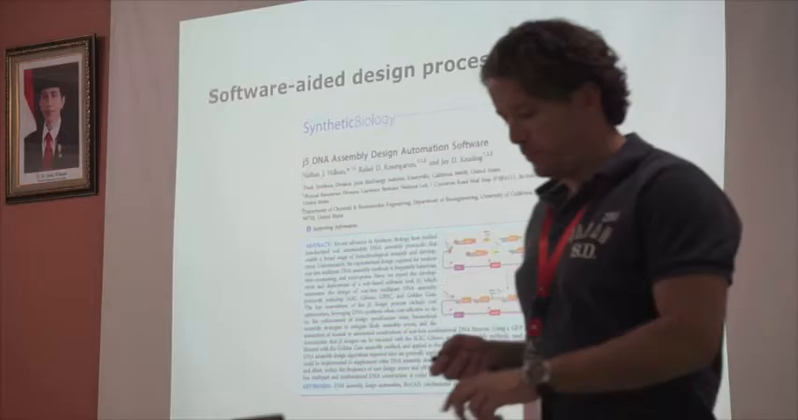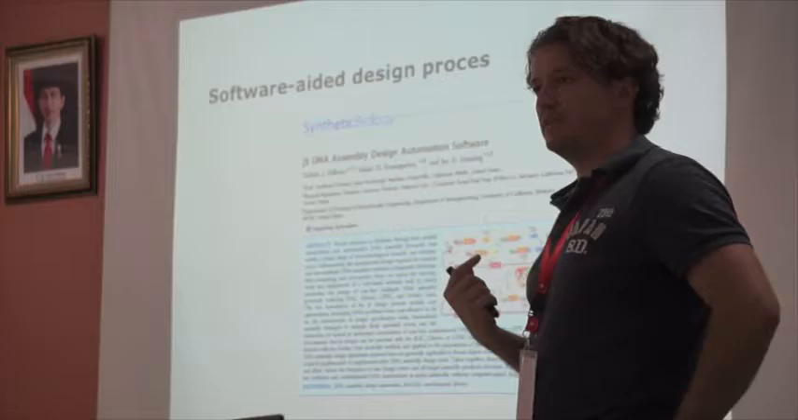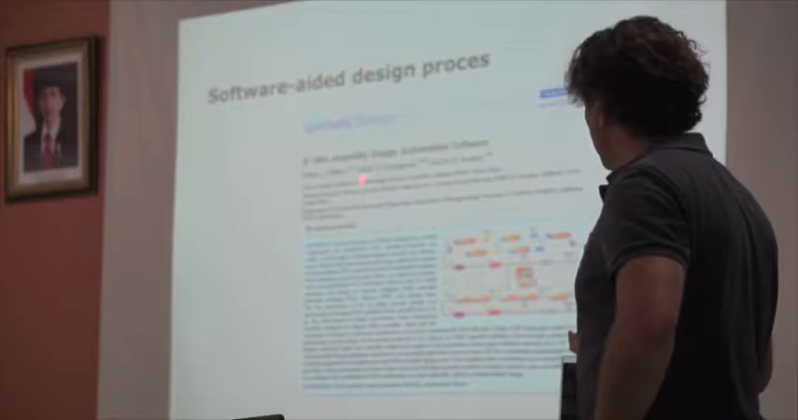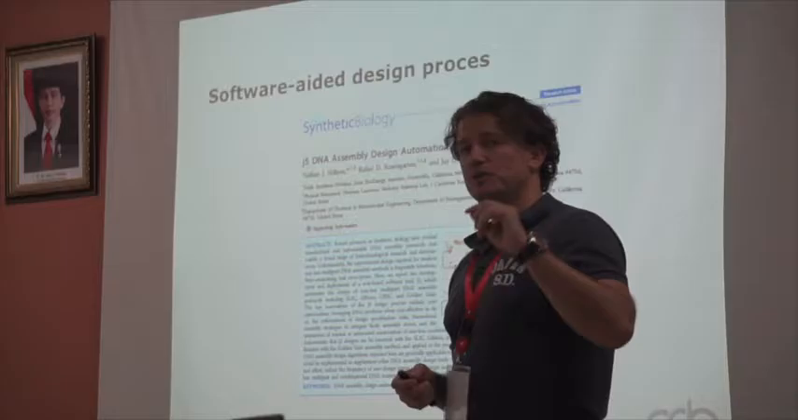But what really enables it is software, because it starts getting a little bit complicated to have this in your head when you actually do these designs. People have realized that, and now a lot of software has been developed to facilitate these processes. This is a particularly nice one that I know of, called J5. It was developed by Nathan Wilson, one of my friends. The cool thing about J5 is that it has been commercialized in a company called TeselaGen in the US.